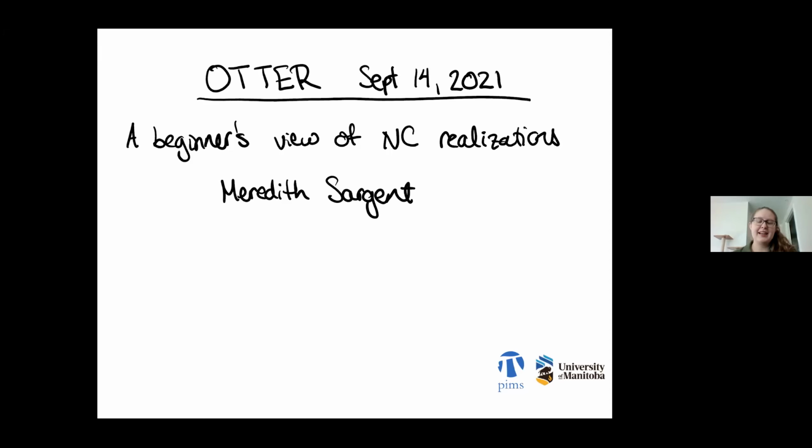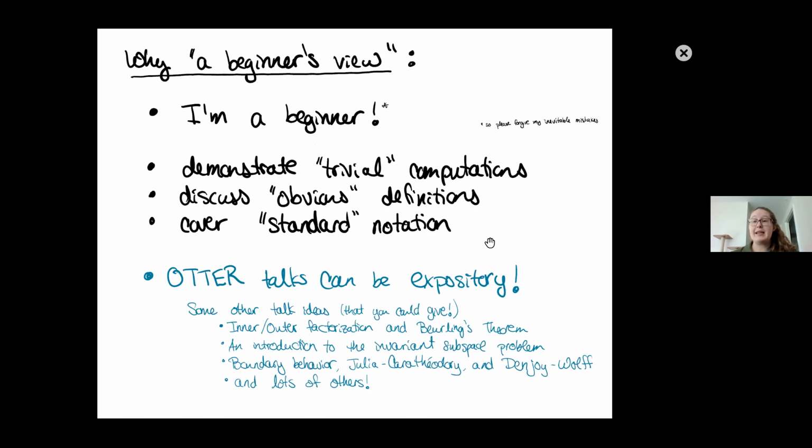Hi everybody. So, first OTTER talk of a new semester, very exciting. I'm just doing a basic expository talk about non-commutative function theory, and in particular, non-commutative realizations. So we can start by saying what I mean by a beginner's view here. Why am I doing this? Well, first of all, because I am a beginner. I am just picking up a lot of my non-commutative world.